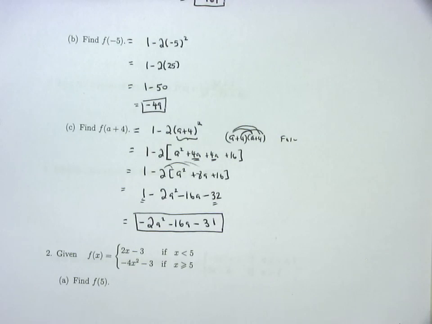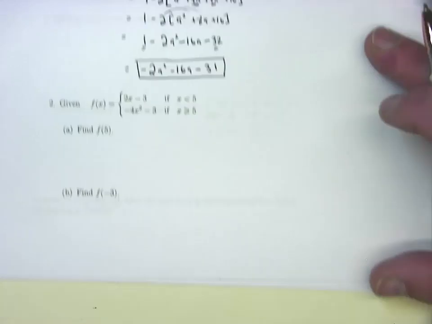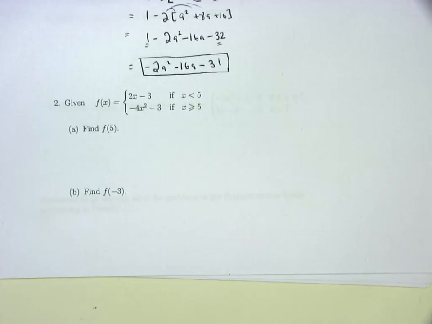So far, so good. Again, careless errors kill in this class, so you've got to be very adamant in terms of how you're doing your mathematics. And number 2 over here, this is your classic piecewise function. With a piecewise function, you've got multiple pieces of the function, and you just have to figure out which piece of the function to plug into, because you only get to plug into one piece of a function. So here, f of x is equal to 2x minus 3 if x is less than 5, and negative 4x squared minus 3 if x is greater than or equal to 5.